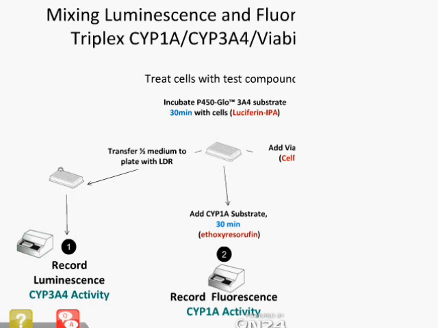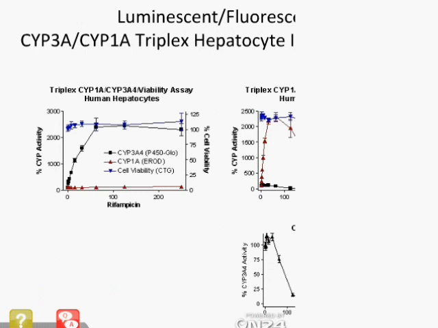Shown on the screen is some representative data showing the triplex assay in action. On the left-hand side of the screen is a rifampicin titration. As Tim mentioned, rifampicin is the known 3A4 inducer. And here you see a dose-dependent induction of 3A4 as measured with the P450-Glo assay. No effects on CYP1A as measured with the fluorescent assay or viability measured with CellTiter-Glo were noted here.